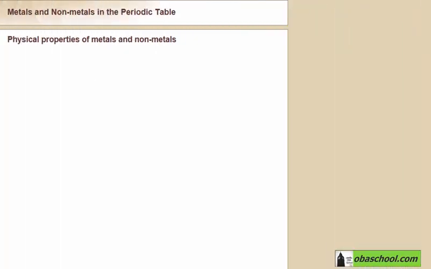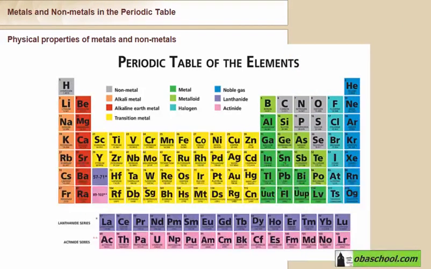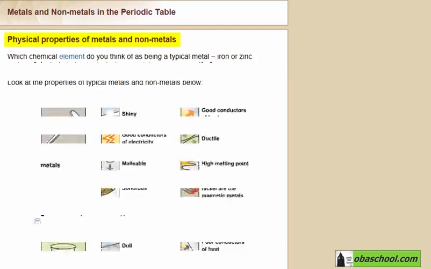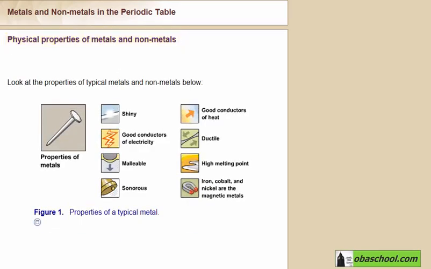In this simulation, we will describe metals and nonmetals in the periodic table. Let's start with the physical properties of metals and nonmetals. Let's start with the properties of a typical metal.